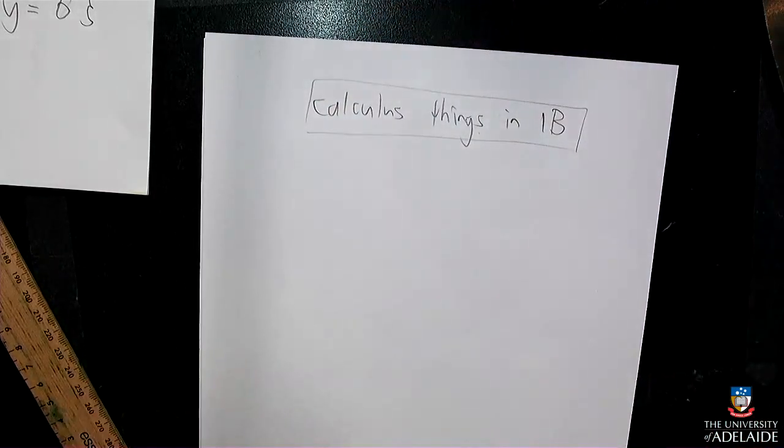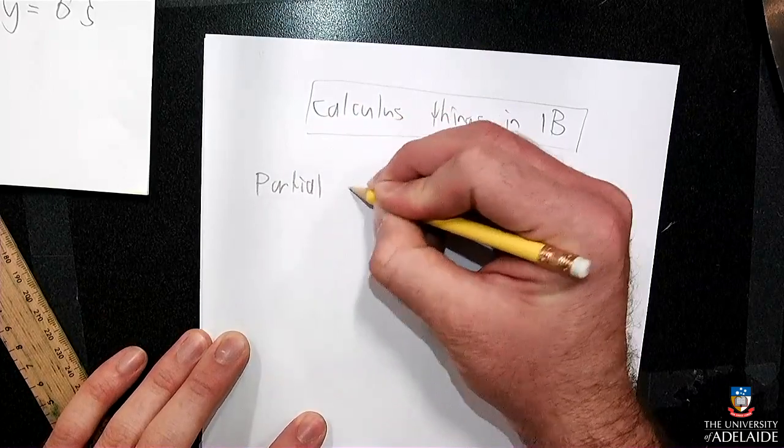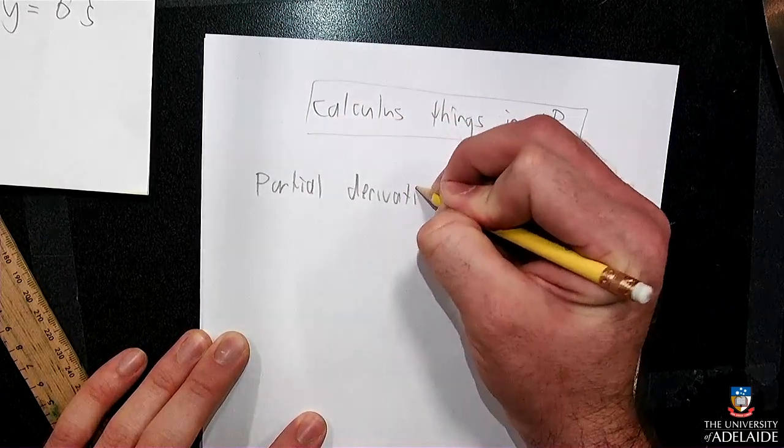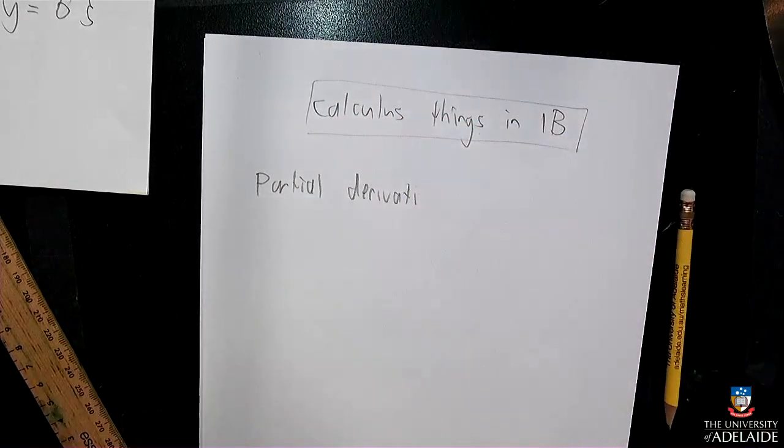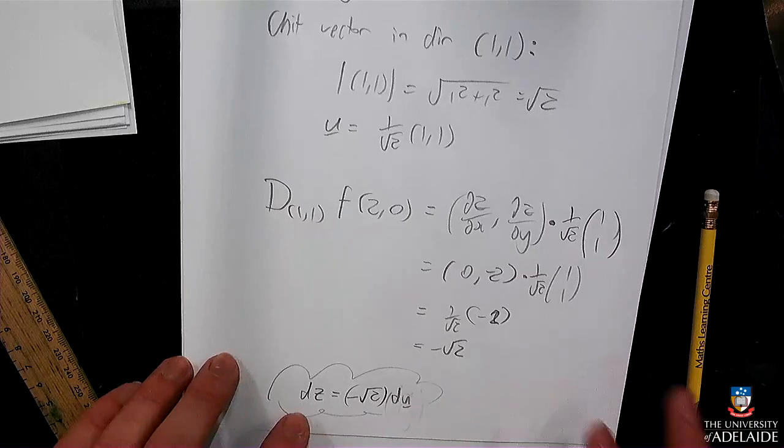Because I want to get to tangent planes too. Okay, so the first things we had were the partial derivatives. Oh crap, just a second. Stop, I'm not going to do that. Right, making up crap here.